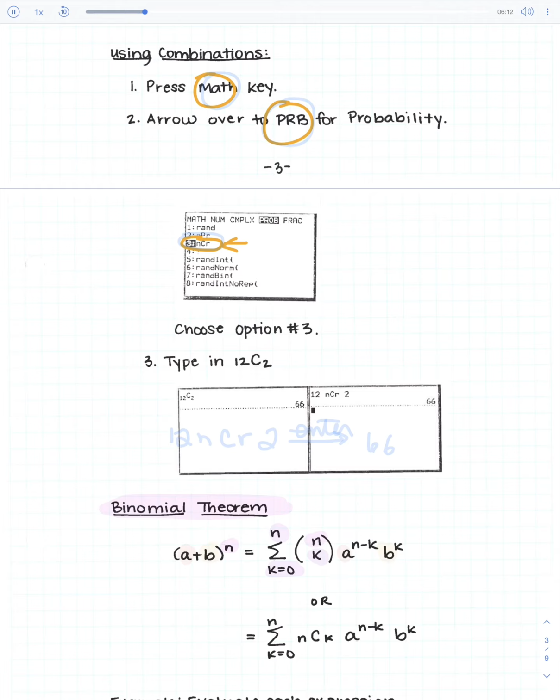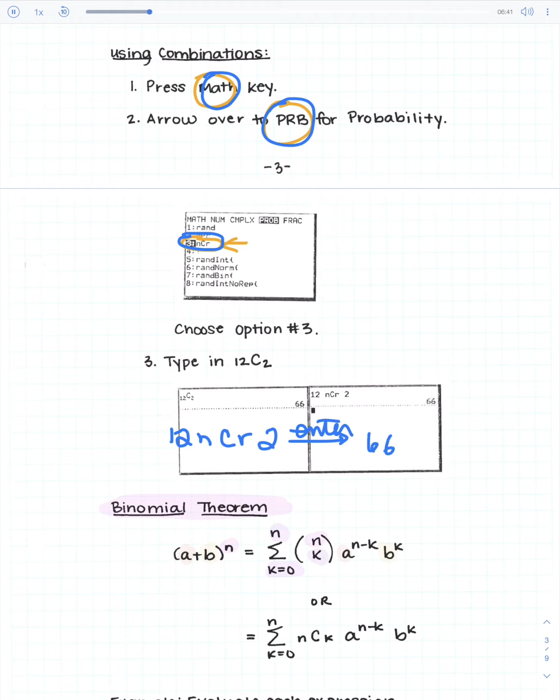The C stands for combination. But you actually have to type in the number first before you even go to get the C symbol. So you'd type in the 12 first. Then you would hit your math key, do your PRB, get your nCr key. And then you'd say, okay, what was the second number? You'd type in just a normal 2. Press enter and it will give you the number 66.